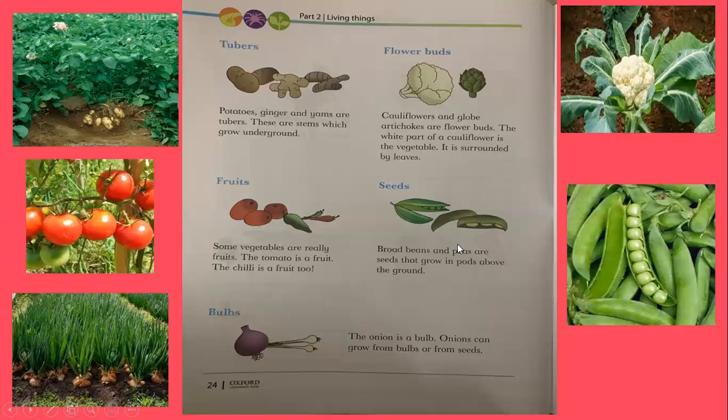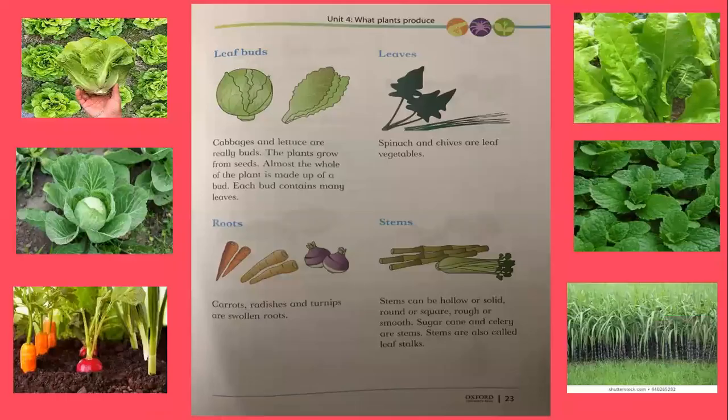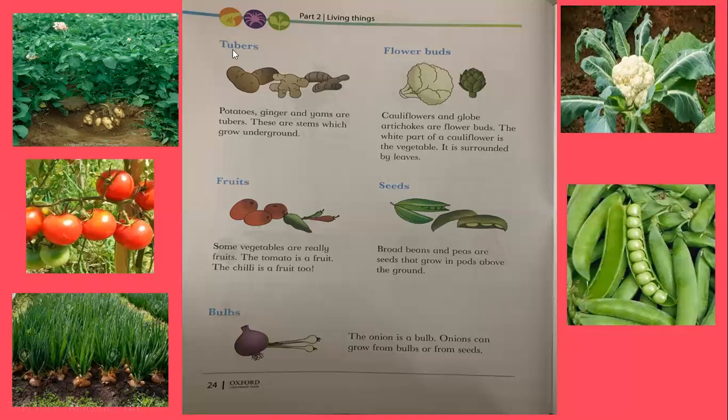These are the different parts of the plants that we call vegetables, and we eat them and we like to eat them. What are these parts? Leaf buds, leaves, roots, stems, tubers, flower buds, fruits, seeds, and bulbs. Okay, children?